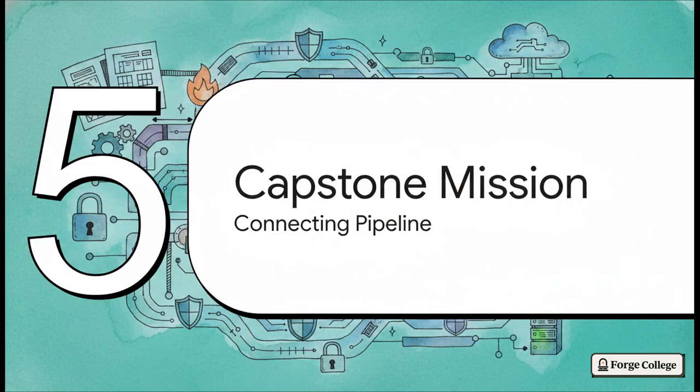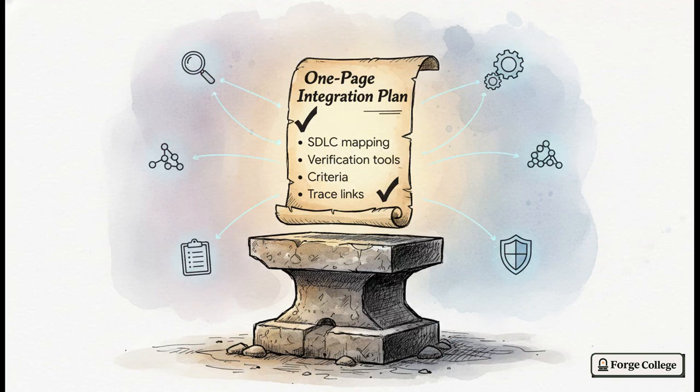And that brings us to Section 5, your capstone mission. Let's connect the pipeline. Now it is time to take everything we've mapped out in this kickoff and prepare your primary deliverable for the capstone evaluation. Your mission is to create a one-page integration plan. But listen, it can't just be a simple list. It must be completely comprehensive.